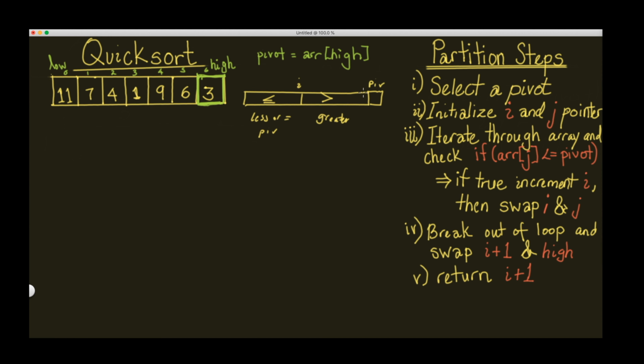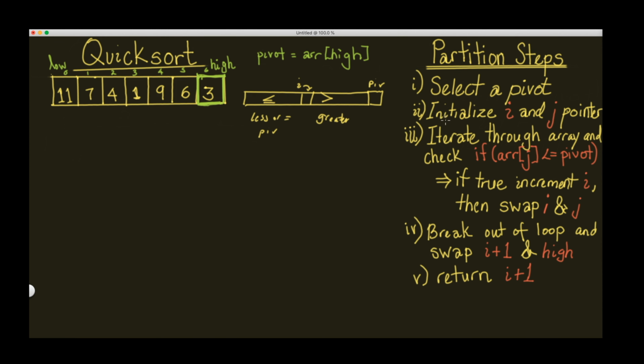And then once we're done with that, once we've created these sections and completed a full iteration, we're just going to swap these two. We're going to swap I plus 1. Since I is keeping track of the last number that is less than or equal to the pivot, keeping track of that boundary, we need to go to I plus 1, which is the next element. And then we need to swap array high and I plus 1.